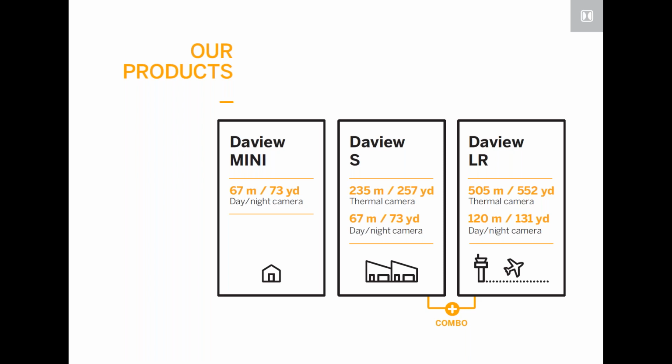So the first one is a small 4-channel unit. Then you have the S for standard and the LR for long range. And those are different licenses in a bigger rack-mounted server. And they can have detections accurately up to about 130 yards or so with a regular camera and up to about 550 with a thermal camera.